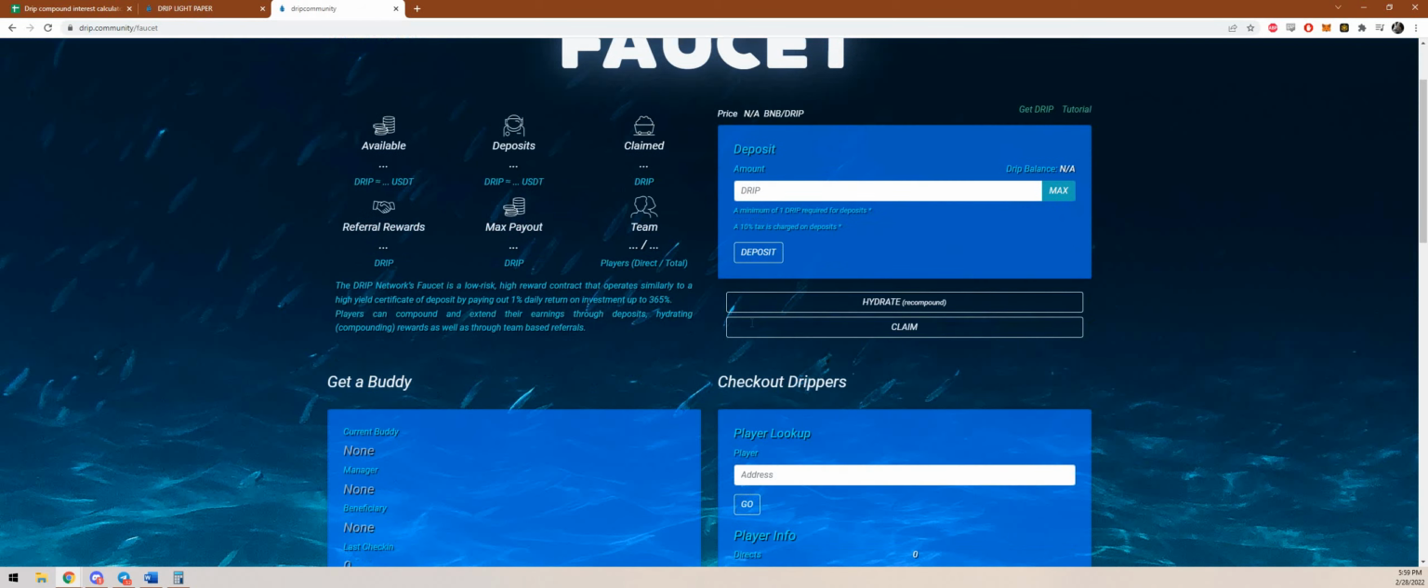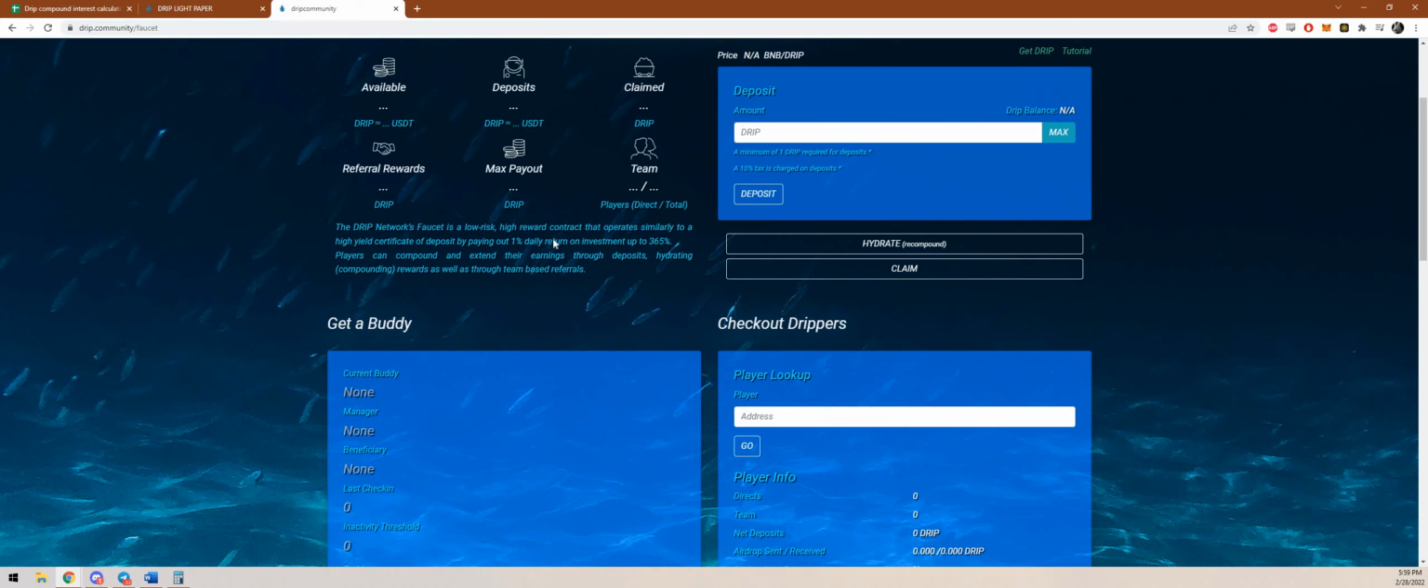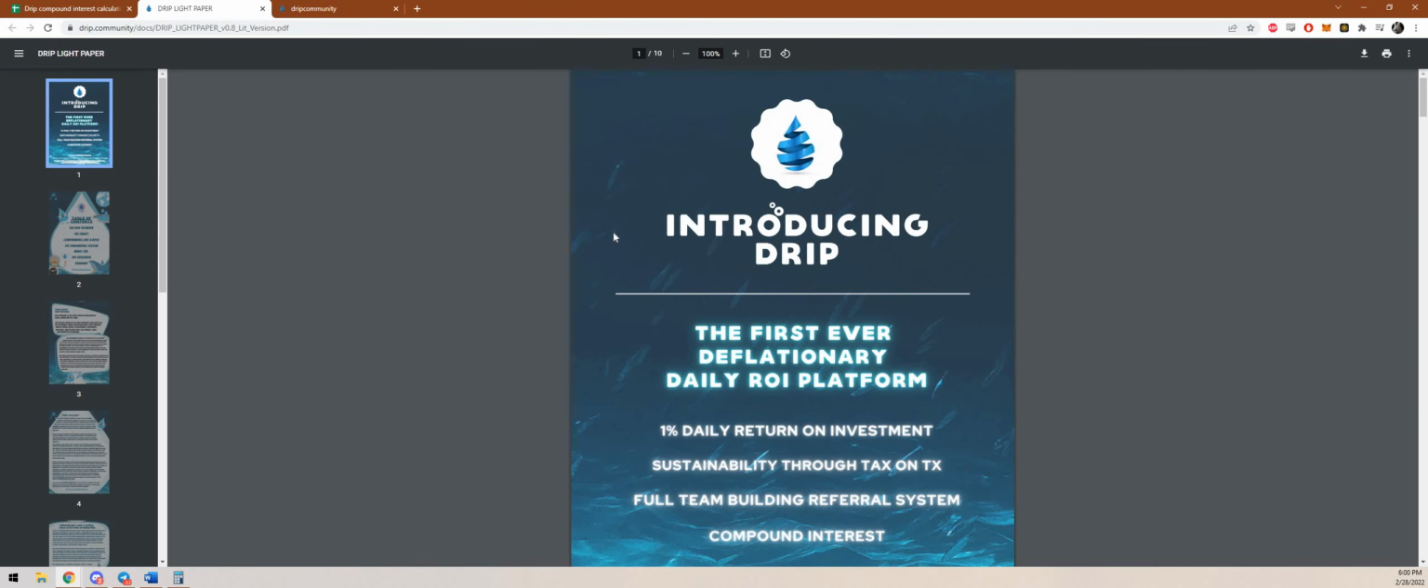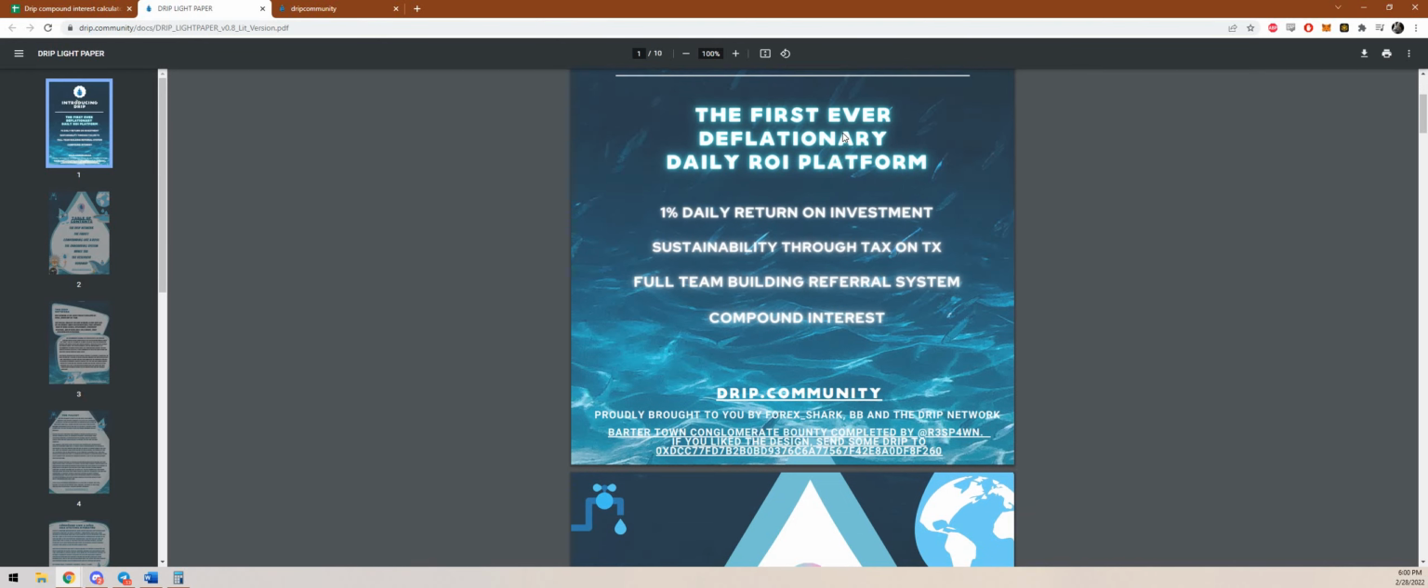So we'll probably move on to the Litepaper now, just to keep things a bit simple. So here we've got what I just walked through. We get a 1% daily return on investment. Now everything done with Drip is taxed. So there's a 10% tax on deposits, a 10% tax to claim, and a 10% tax to sell, alongside a 5% tax to hydrate. That incentivizes you to hydrate.